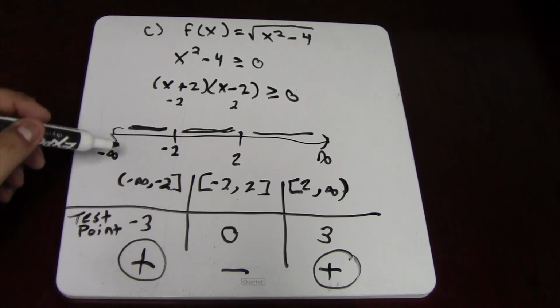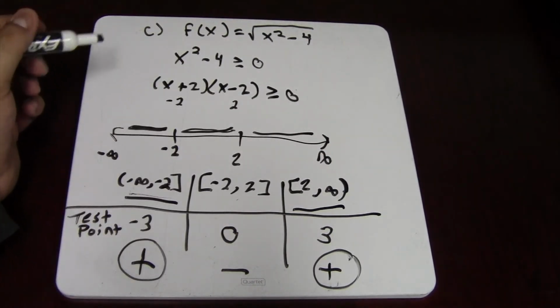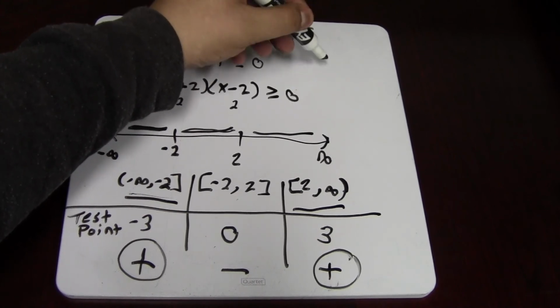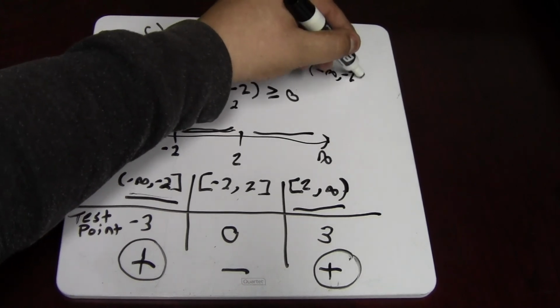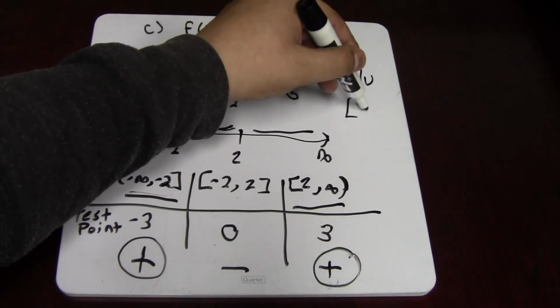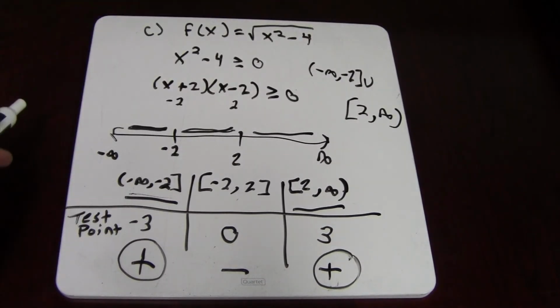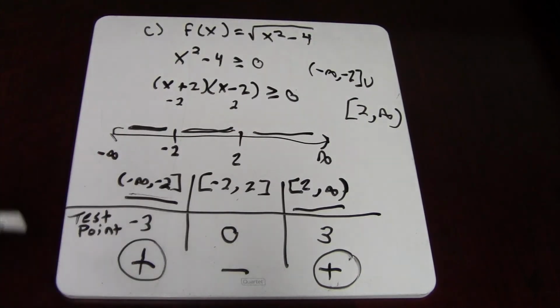So the answer to this question then would be this interval as well as this interval. And the way that you would write it, I'll write it up here, would be negative infinity to negative 2, bracket, union, 2 to infinity. I didn't put it all on one line because it didn't fit there, but you get the point. We picked these two because they were the pluses. So that's how you deal with finding the domain of a square root when the thing that's under the square root is a quadratic like this.